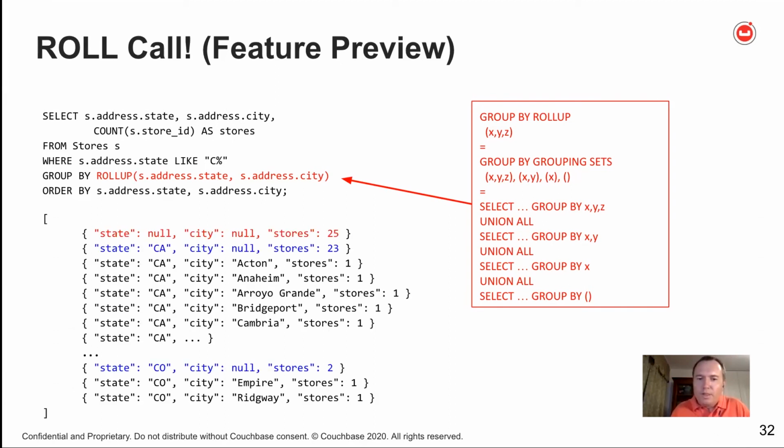If we look at the query results, we'll see black rows that correspond to grouping by city, blue ones for the whole state, and the red one for the grand total.